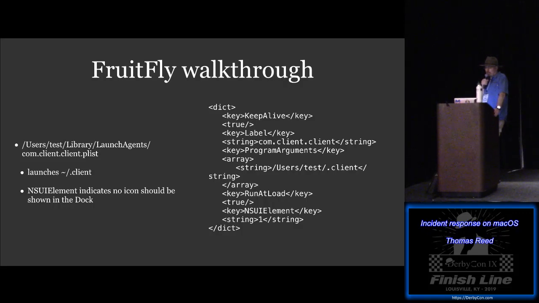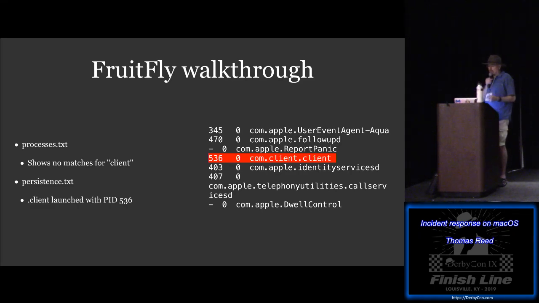We also see that it has the NSUIElement flag set in the plist file, which means that this will not show up in the Dock. So that's another sort of suspicious piece of information. So if we dig a little deeper, we look in processes and we find, well, wait a minute, there's nothing named .client running in the process list. So what's going on here?